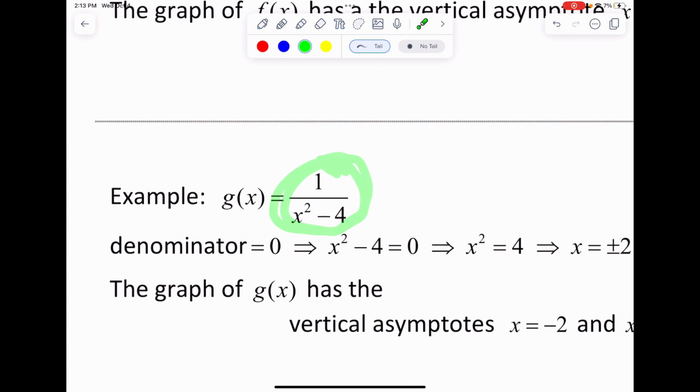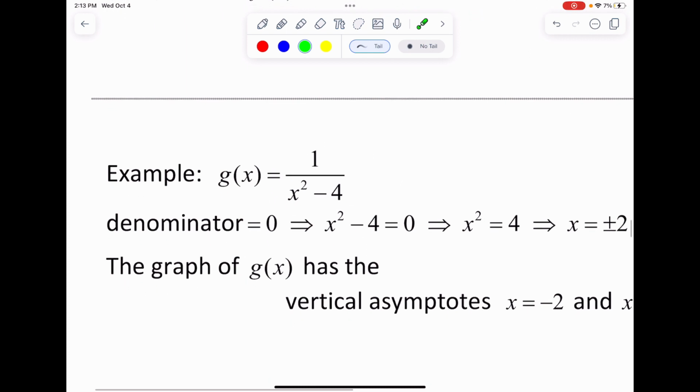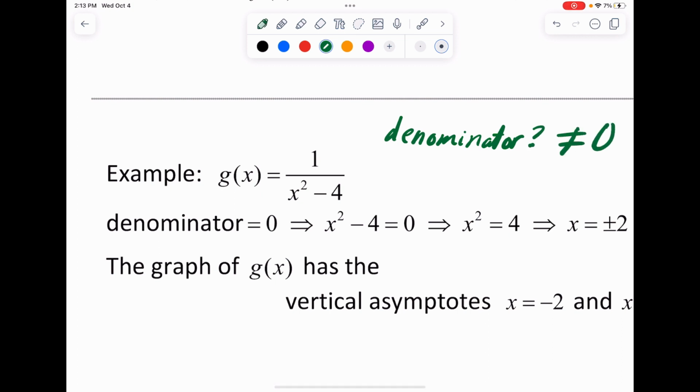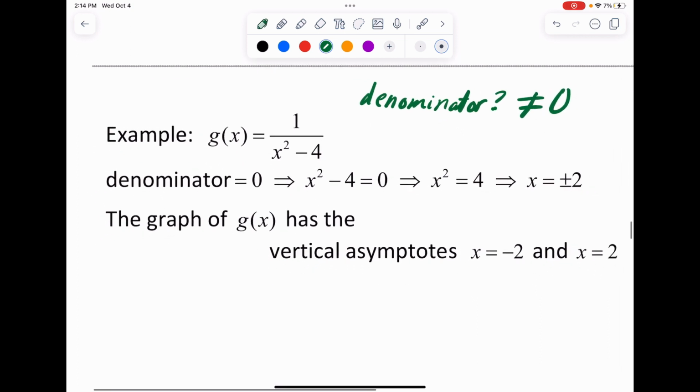1 over x squared minus 4. What can x not be equal to? What can the denominator not be equal to? It cannot be equal to 0. So if we know that, then we should ask ourselves, well, the domain can be anything, right? But it cannot be equal to 0. So x squared minus 4 cannot be equal to 0.